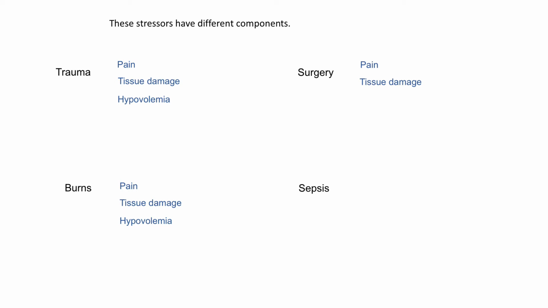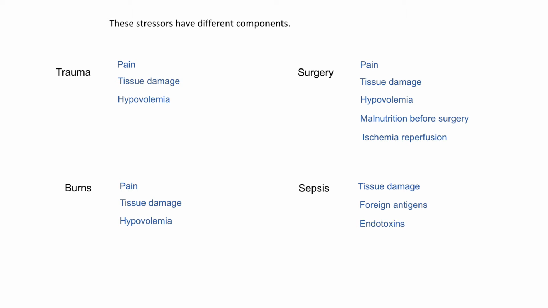Surgery also results in pain and tissue damage, and it can also result in hypovolemia. Malnutrition can be present before surgery, and surgery can also be associated with ischemia and reperfusion type of injury. In case of sepsis, inflammation and immune response to foreign antigens can result in tissue damage. Different toxins derived from pathogens like endotoxins can be present in case of sepsis.